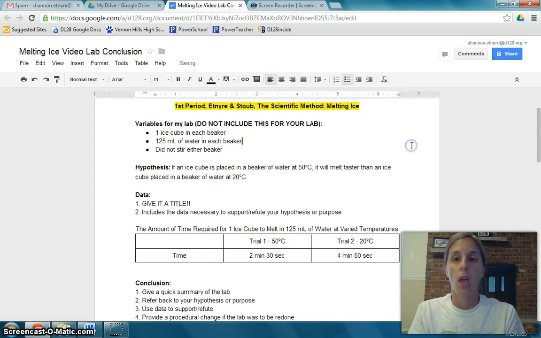So, to understand my lab report, you need to have an idea of what variables I tested in my lab. My lab was a little bit different from yours. What I did was I looked at one ice cube in each beaker that contained 125 milliliters of water that was either hot or cold, and then I did not stir them. So I was simply looking at the relationship between melting time and temperature of the water.